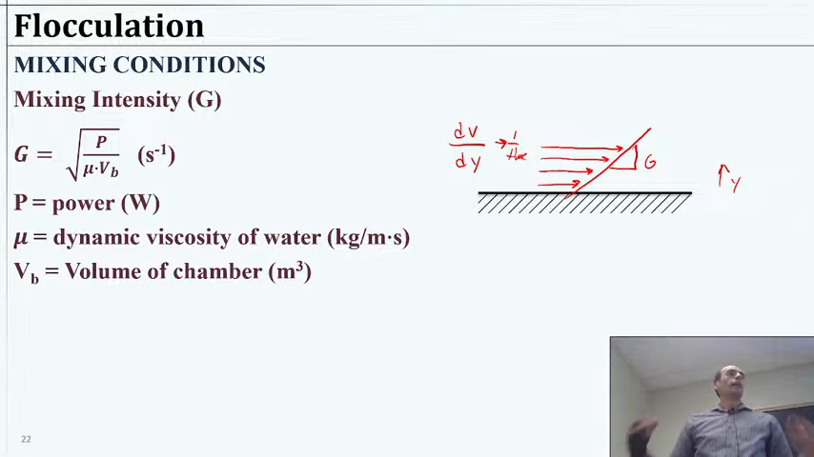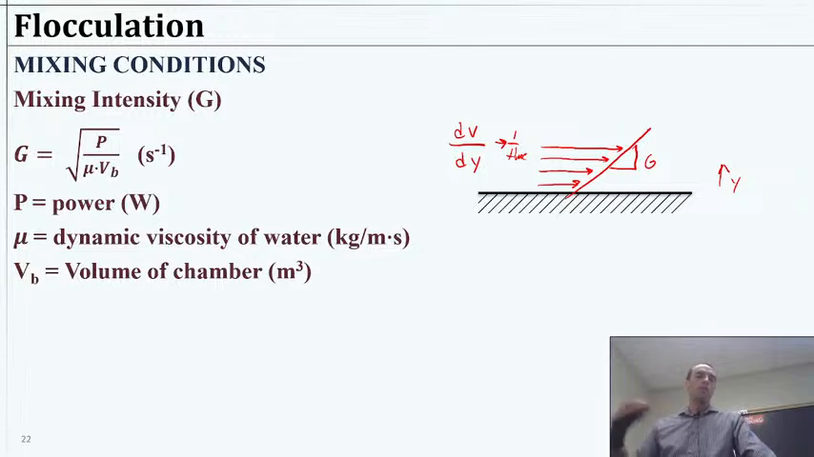So essentially what I'm showing you is we can measure this mixing intensity based on how the velocity is changing as it's close to or farther away from the surface. So that's our concept of G. That's what it means in a physical sense. And this is why it's relating to the power that's added. How strong are you stirring?